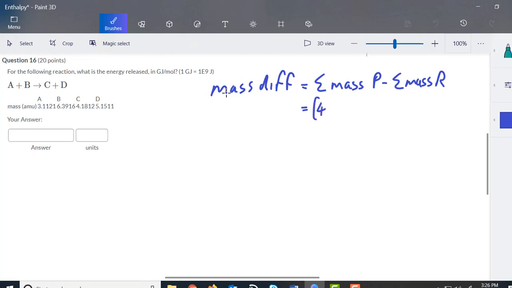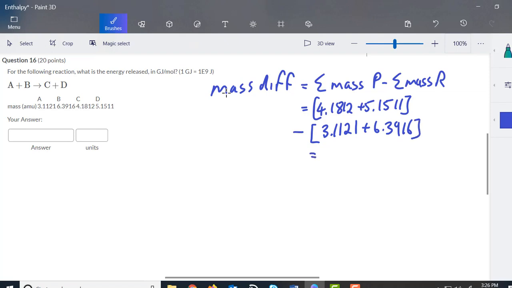Now when we do that, it's going to be 4.18 12 plus 5.1511 minus, and you'll notice I put the products and reactants in square brackets here. I haven't quite got enough room there, so we'll do 3.1121 plus 6.3916. And that comes out to be negative 0.1714 AMU. So all of those are in AMU.